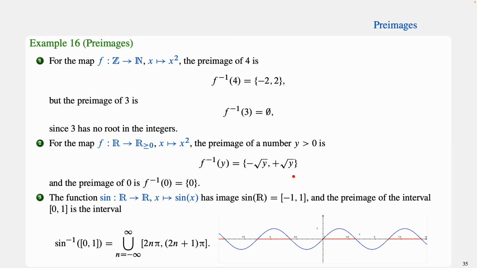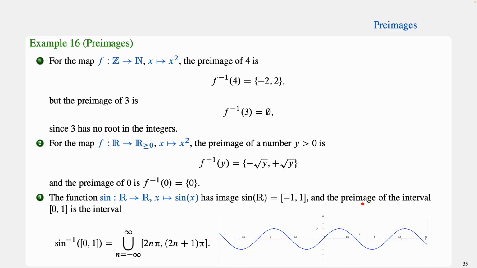And here's a more complicated but probably also more interesting example. Let's look at the sine function. I hope you've seen that in school at some point. The sine function maps the real numbers into the real numbers, simply taking a value x and mapping it to the sine of x. But the image of the sine function is simply the interval from -1 to 1. So it doesn't cover the full range of real numbers, but it oscillates between 1 and -1, as you can see in the graph here.